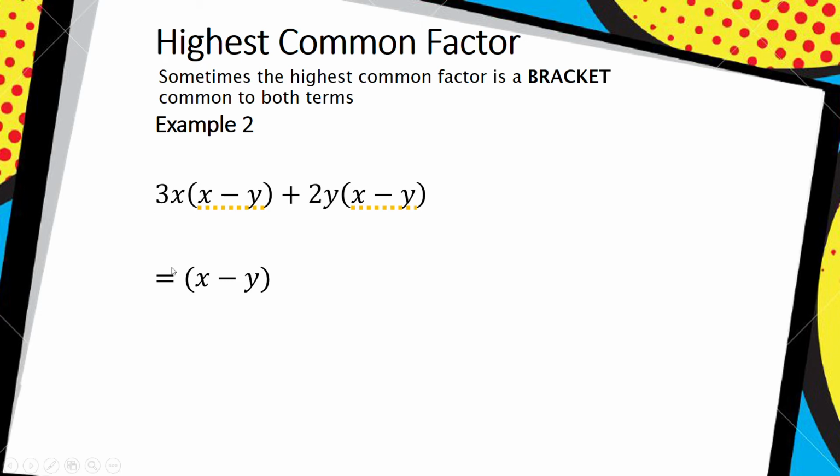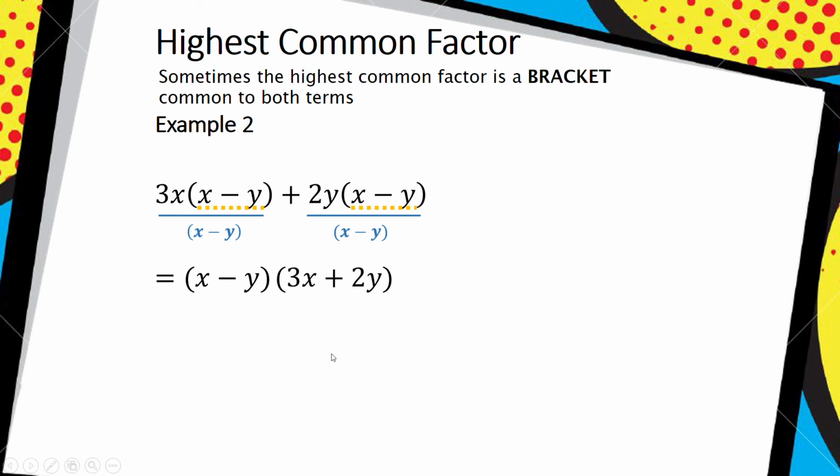Okay, so I first say equals, write down the highest common factor, divide through by that highest common factor, so those two brackets will cancel, and those two brackets will cancel. So all I'm left with is (3x + 2y), which I write in brackets, and that's my answer.